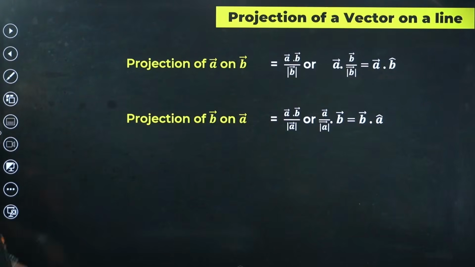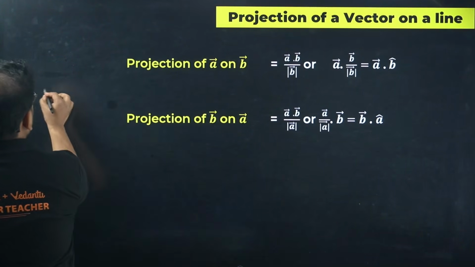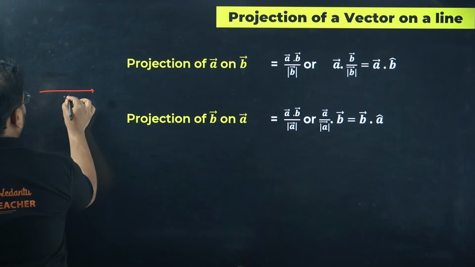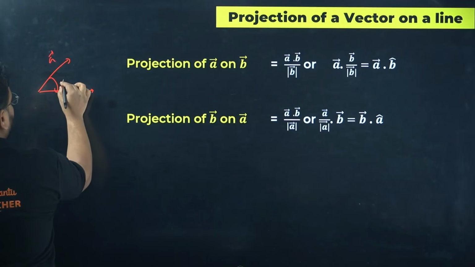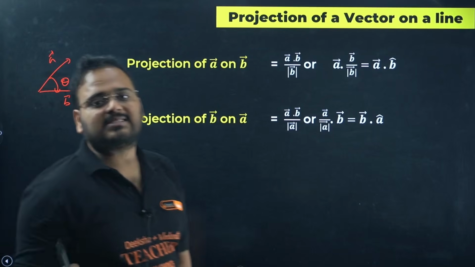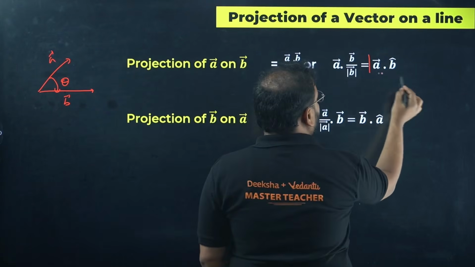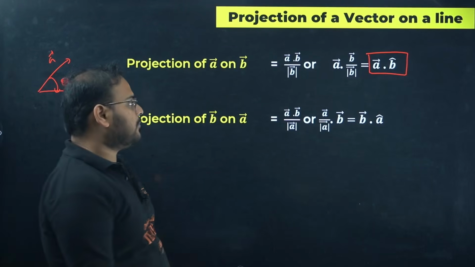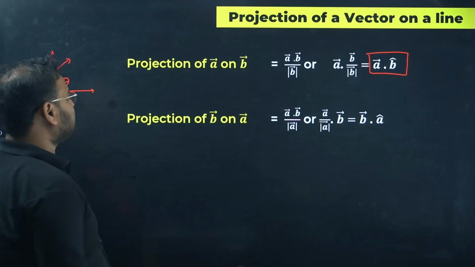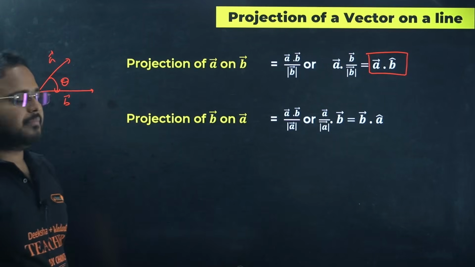Done? Moving on. Projection of a vector on a line: let's say vector b, and I want to get the projection of a across this vector b. I have to take this angle into consideration, or write simply a cos theta. Or you can get this result as the dot product of a with b cap. Got it? What is b cap going to be? b vector by mod of b.